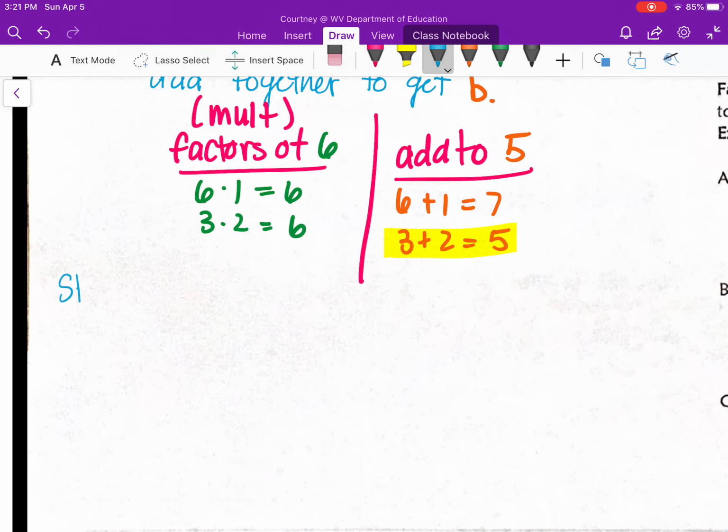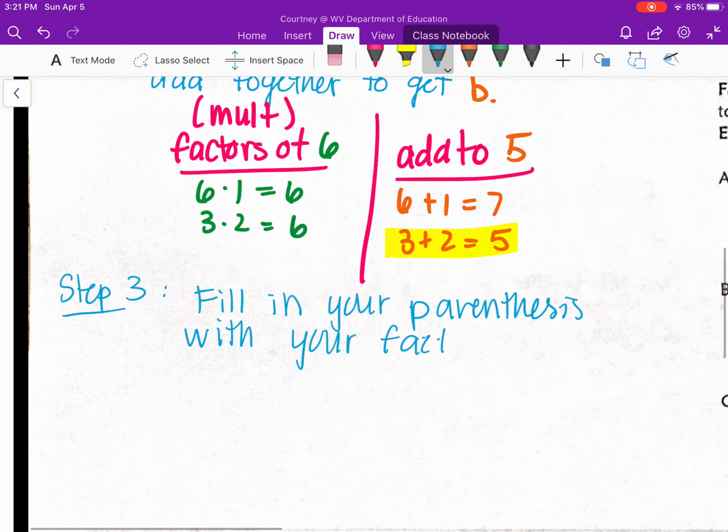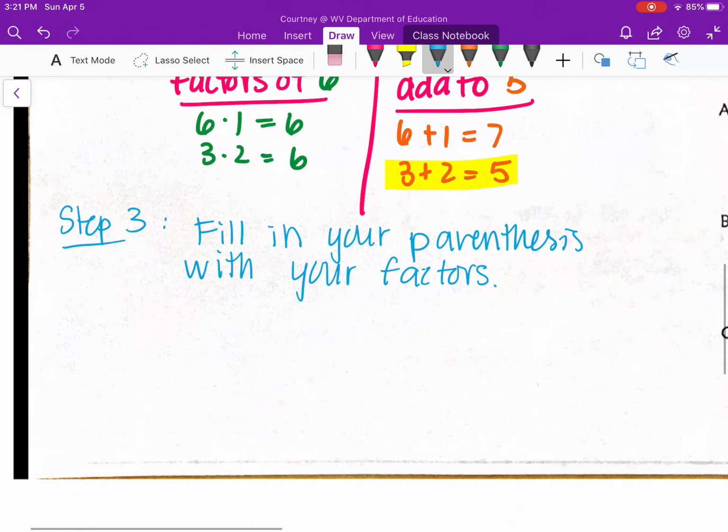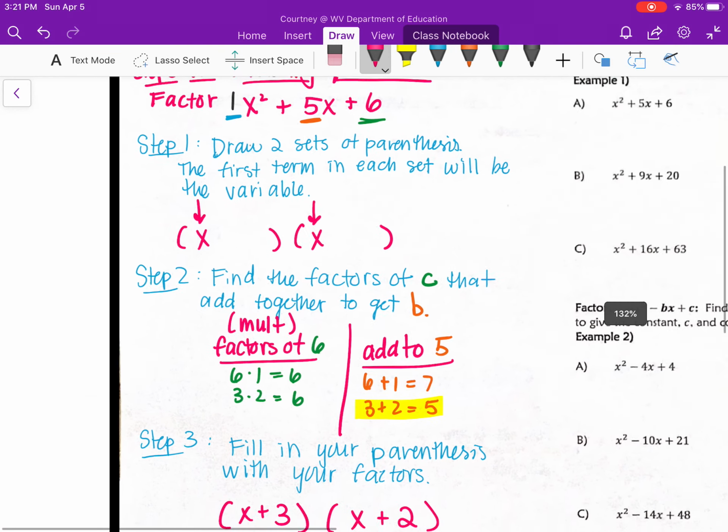And last but not least, step 3 is simply to fill in your parentheses with your factors. So all that means is, up here we had two sets of parentheses, x and x. We said 3 and 2. Those were our winners here. So we have 2 and we have 3. And they were both positive, so we put a plus in the middle. That's all there is to factoring, really.